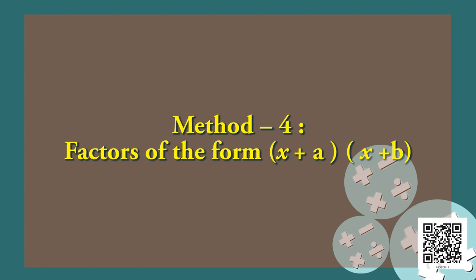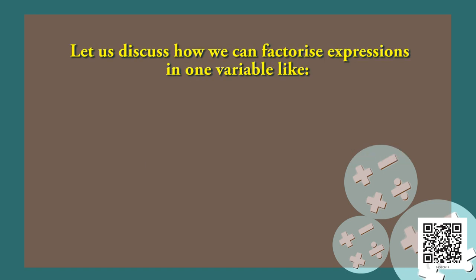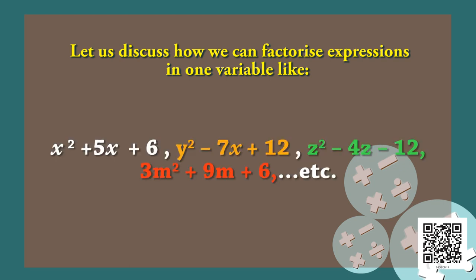Today, first we will discuss the fourth method of finding the factors. The method is given as follows. Method 4, factors of the form x plus a into x plus b. Let us discuss how we can factorize expressions in one variable like x square plus 5x plus 6, y square minus 7y plus 12, z square minus 4z minus 12, 3m square plus 9m plus 6, etc.